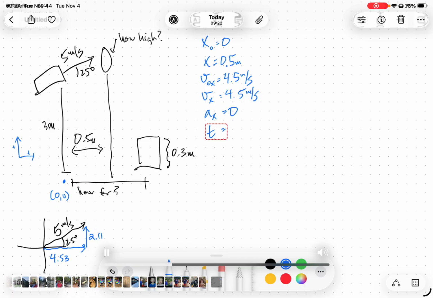In the y dimension, we know the initial position of the projectile. It starts at 3 meters off the ground.